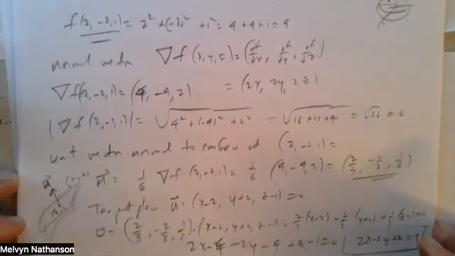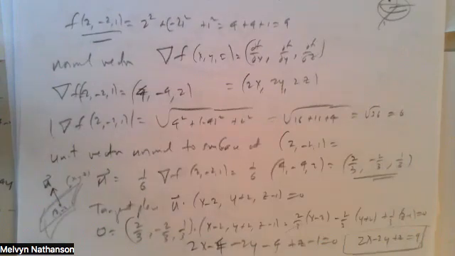Okay. So this involves a fair amount of vector calculus to understand what's going on here and why. So a normal vector to a surface is a unit vector in the direction of the gradient vector, a unit normal vector. Any questions about this?